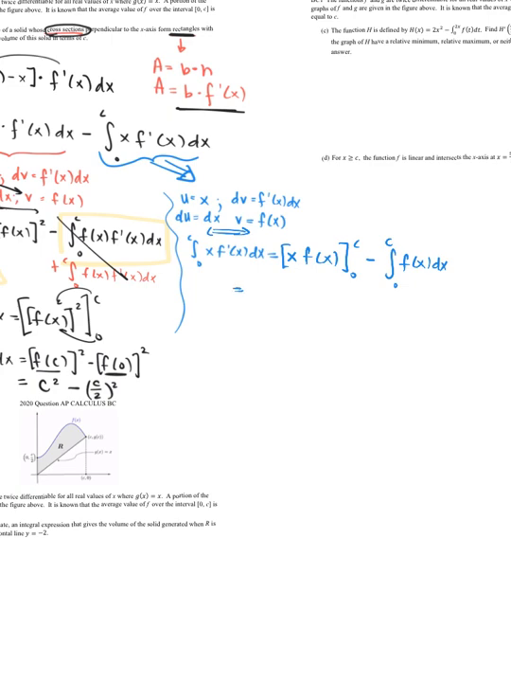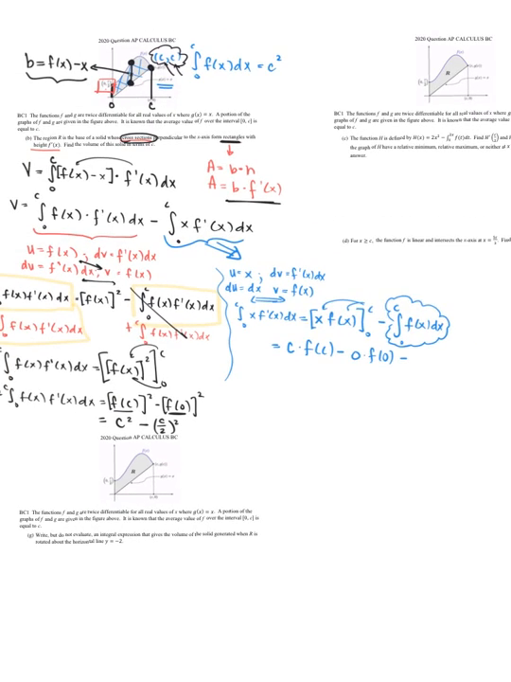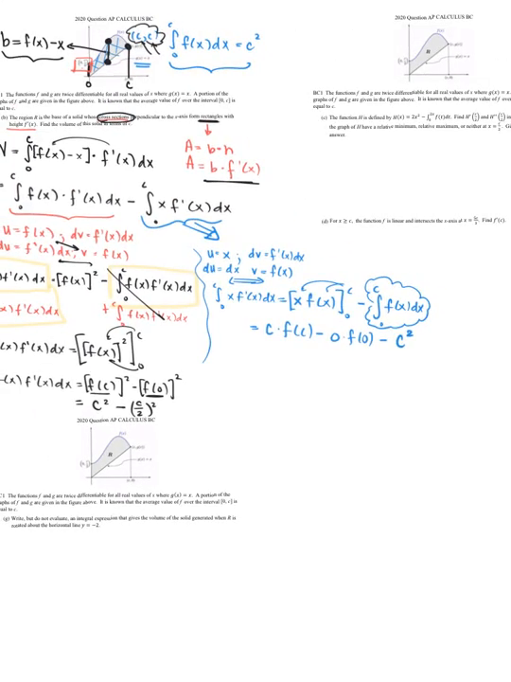All right, and then let's go ahead and substitute in the c. So we would have c times f of c minus 0 times f of 0. So that's just that part. And then minus, and then we know this, right? This we actually looked at before we even started, right? So that was off of that average value bit of information. So for average value, we discovered the integral from 0 to c is c squared. So I'm going to replace this with c squared. Okay. All right, and then again, we know c f of c.